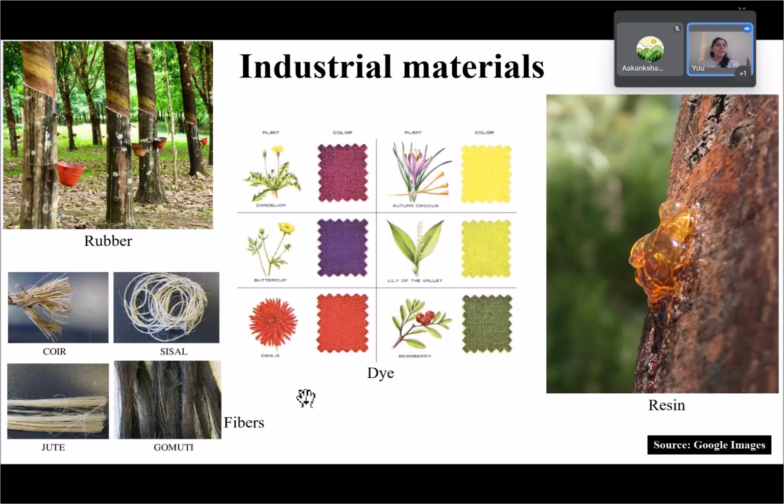Next, you have, of course, industrial materials, be it rubber, jute, cotton, dye, resin. All of these have so much applicability in the industries, and the raw materials, of course, come from the nature.